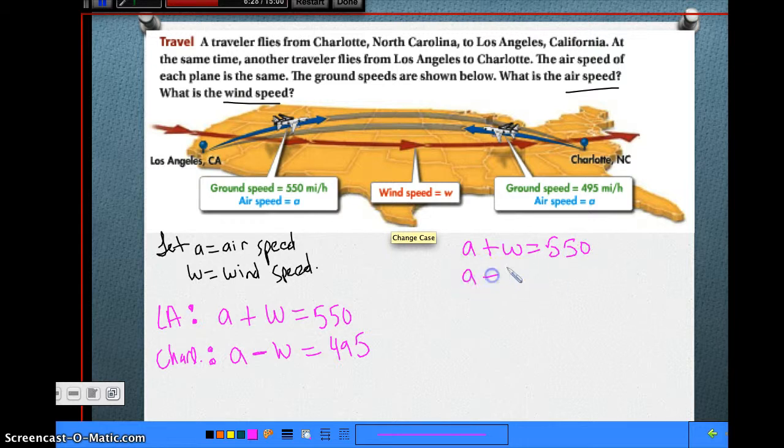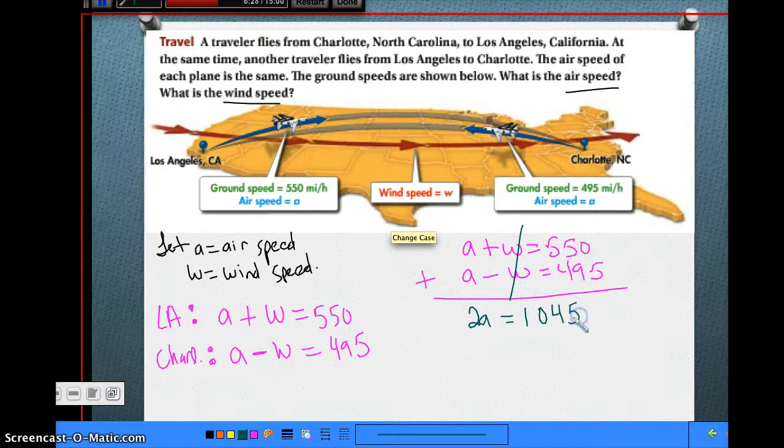And not only are they lined up the same, but if you look at the wind speed, the W's, I don't even have to manipulate either equation. When you add these together, your W's are going to cancel. So A plus A is 2A, and 550 plus 495 comes out to 1,045. Then what you need to do is divide both sides by 2. These guys cancel, and we get an airspeed of 522.5.